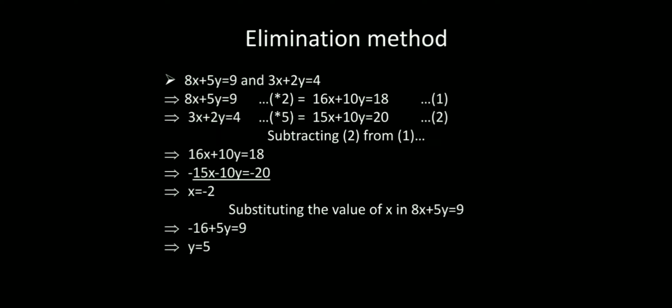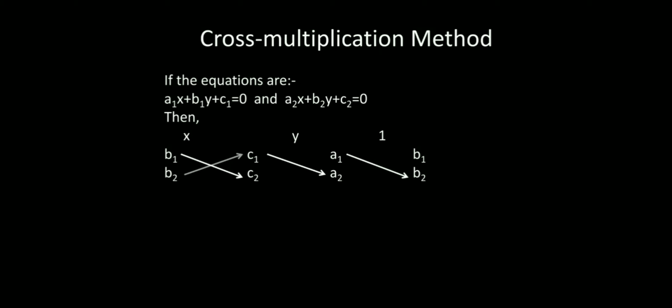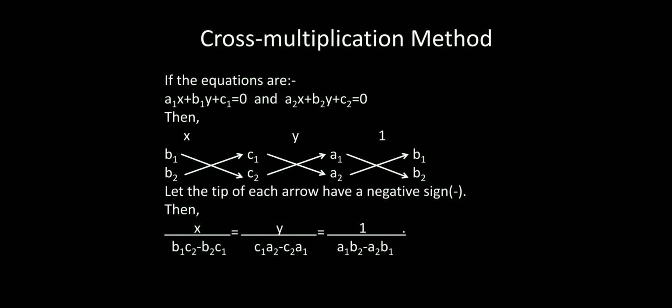Moving on further to the cross multiplication method, which is a little tricky and difficult, but easier to understand. If the equations are in the form of a1x plus b1y plus c1 equals 0 and a2x plus b2y plus c2 equals 0, then we can say that x divided by (b1 into c2 minus b2 into c1) is equal to y divided by (c1 into a2 minus c2 into a1), and both are equal to 1 upon (a1 into b2 minus a2 into b1).